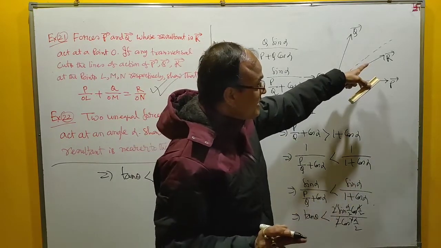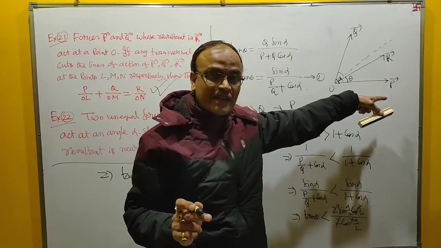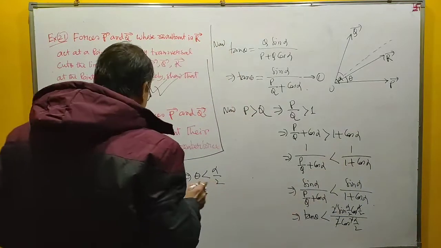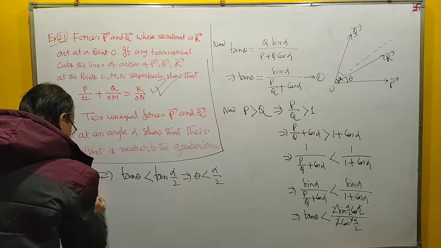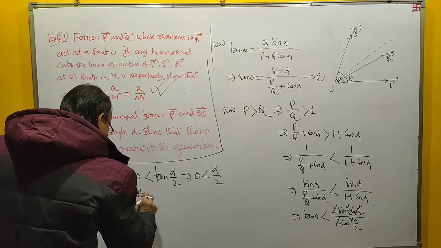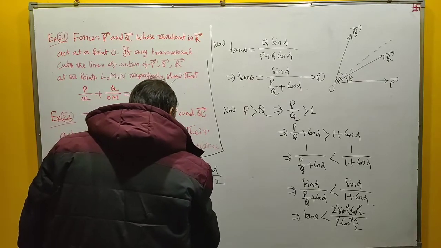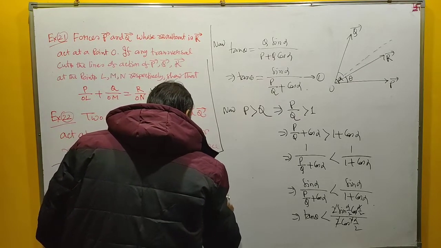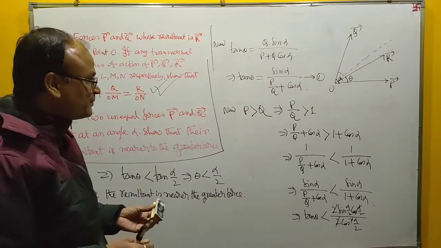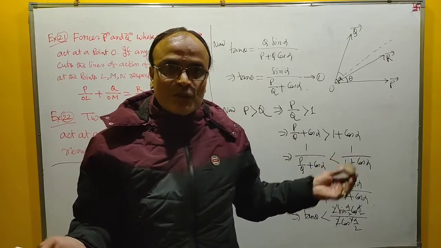This means the resultant is nearer to the greater force, because we have already supposed that P is greater than Q. That is, the resultant is nearer to the greater force.